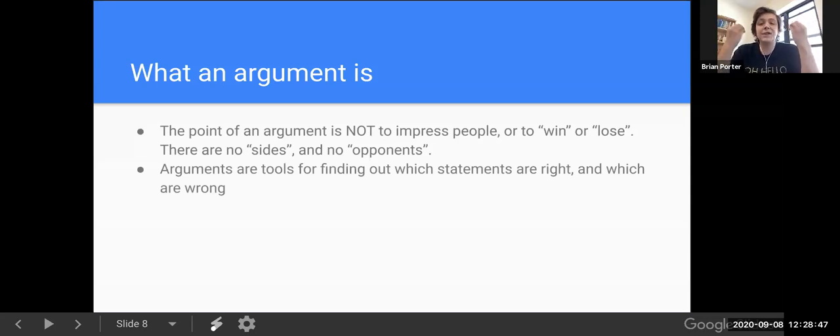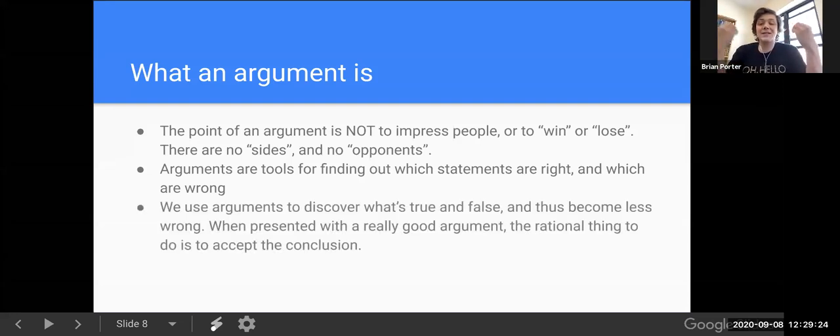Arguments are fundamentally tools for finding out which statements are right and which statements are wrong. If a conclusion has a good argument for it, that's a reason to believe the conclusion. But if someone provides a bad argument for a conclusion, then that's not a good reason to believe the conclusion. So if someone has a really good argument, like you think all the premises are good, we'll talk about what that means later. But if you think it's a really good argument that you're wrong, that's a good reason to stop believing whatever they just argued was wrong.